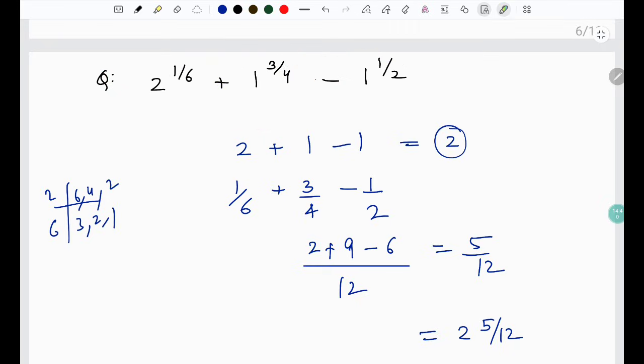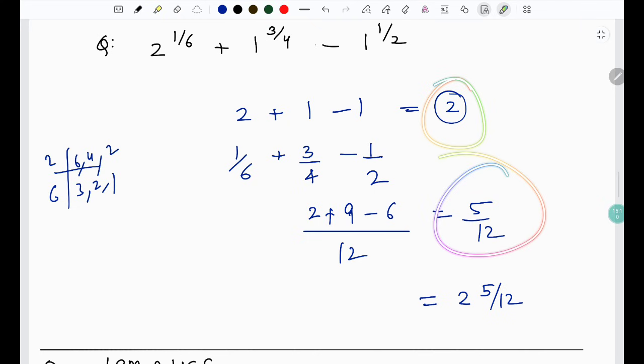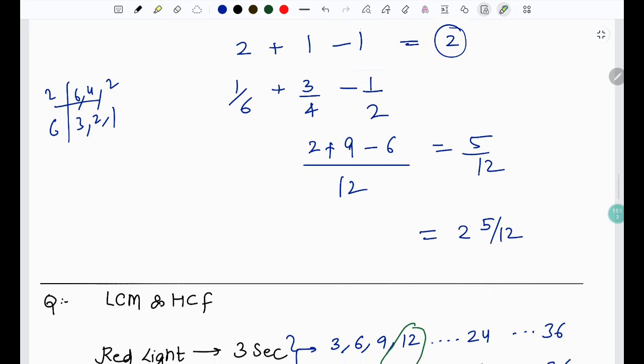The simple trick is, first of all, perform the operation with the base numbers, that is 2, 1, 1, and keep the original operations, that is 2 plus 1 minus 1, that will come out to be 2. And for the fraction part, now do the same, that is 1 by 6 plus 3 by 4 minus 1 by 2. The answer will come out to be how much? For the base it was 2, and for these fractions it was 5 by 12. So the answer will be combining this and this, that is 2 to the power 5 by 12.